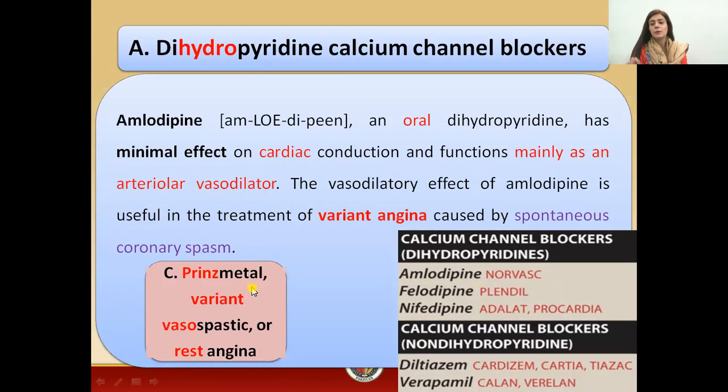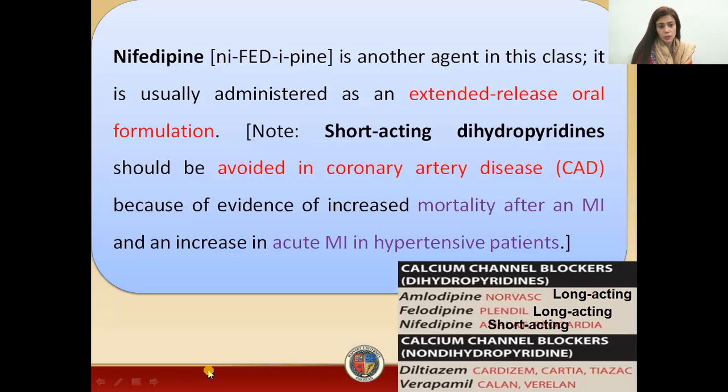You know that already in Prinzmetal angina, there is spasm of the arteries. So this is the drug class which you can use to relieve the spasm in vasospastic angina, which is also known as Prinzmetal variant angina, or rest angina. Now coming towards the next drug of the same category, nifedipine, which is basically a short acting drug. Amlodipine and felodipine are the long acting ones, while nifedipine is short acting, and it is usually administered as an extended release oral formulation.